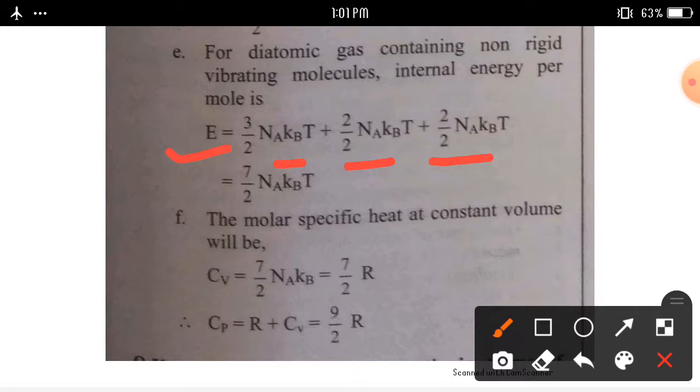Therefore, 7 by 2, adding this term, 7 by 2 Na kB T. The molar specific heat at constant volume, this becomes Cv is equal to 7 by 2 Na into kB, is equal to 7 by 2 into R. Therefore, Cp is equal to R plus Cv is equal to 9 by 2 R here.